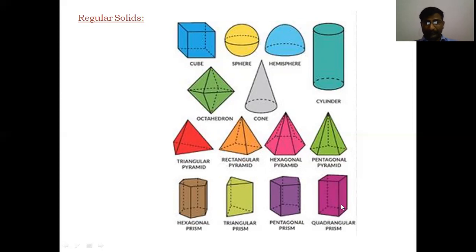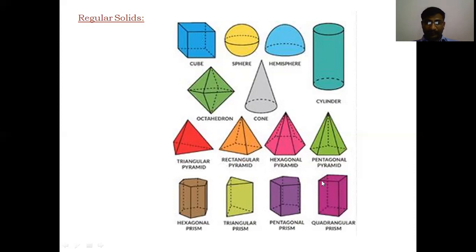A square prism is called a square prism because it has two square bases on the top and bottom. Those two square bases are connected with 4 straight edges, out of which 3 are visible lines and 1 is an invisible line, drawn with a dotted line.